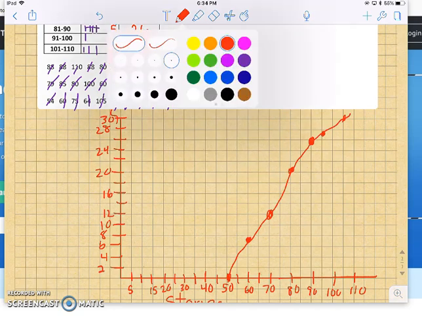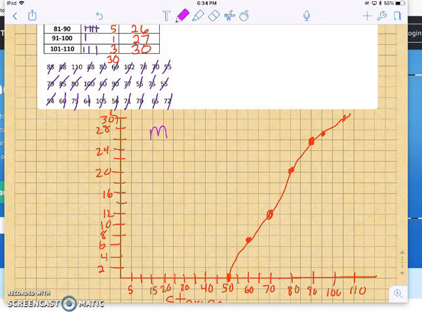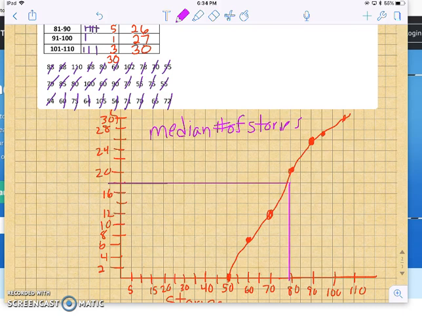So a couple questions. If we were asked to find the median height, or the median number of floors, of stories, well, there are 30 buildings, so we'd go to 15. So if we go over from 15, bam, it hits our graph there. So that's 75, maybe about 77 stories would be the median, that middle number.